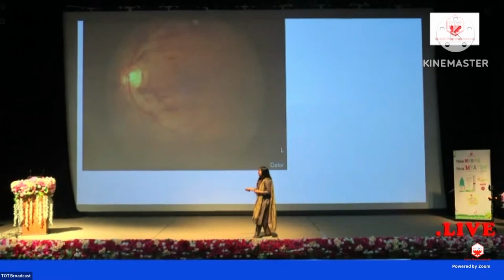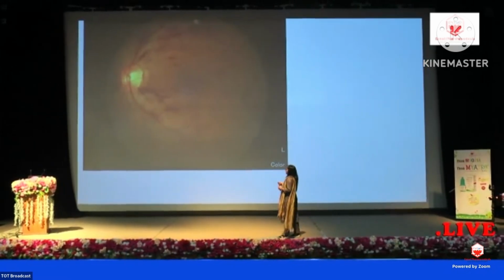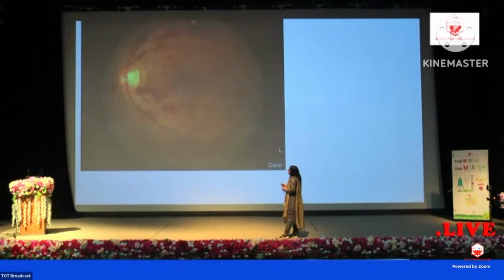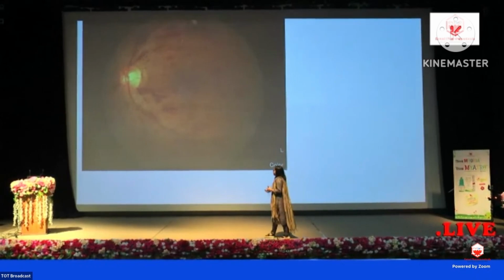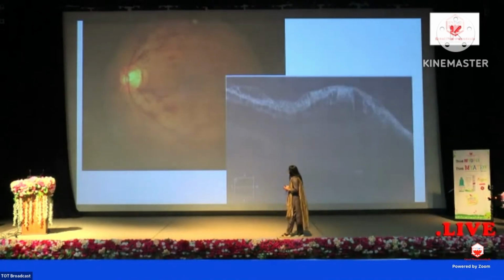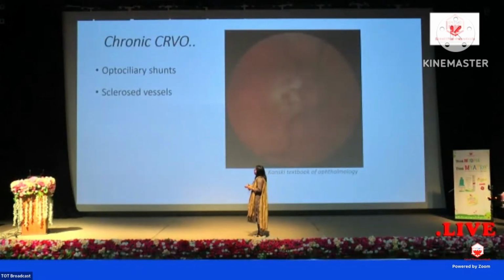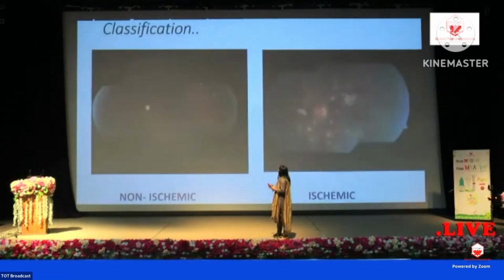Coming to clinical features, it includes superficial and deep hemorrhages in all 4 quadrants, along with dilated and tortuous veins. This is typically known as blood and thunder appearance or the tomato splash appearance. Additionally, there may be optic disc edema also. OCT may show presence of macular edema. Chronically, it may present with optociliary shunts, which is a good sign of reperfusion, and sclerosed vessels.